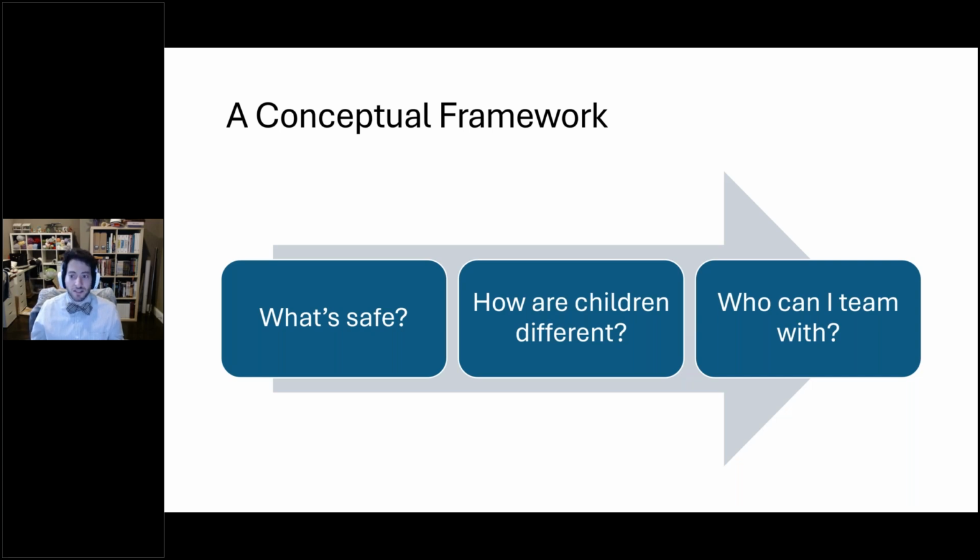The first question is, knowing my skills, how can I make my procedure safe in a pediatric patient with perhaps differences that I'm not as able to account for? The next question is, how are children different?